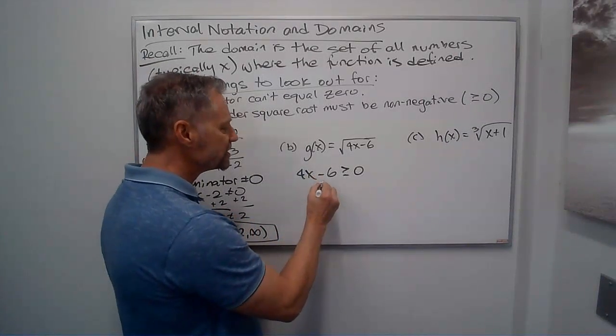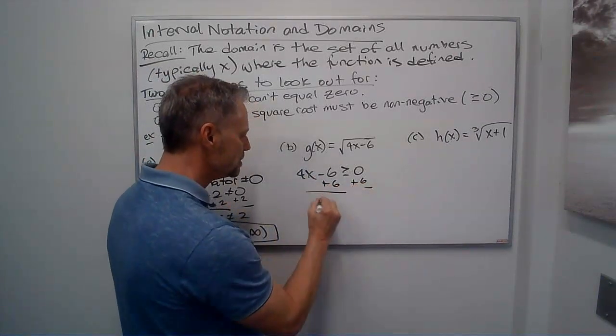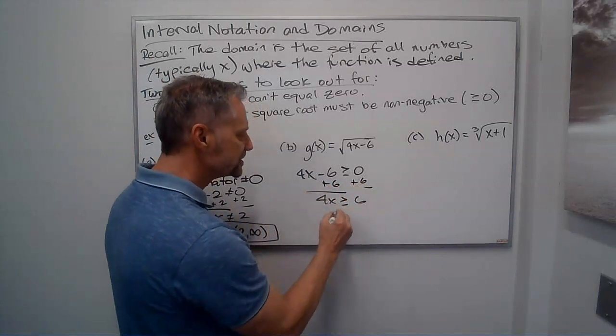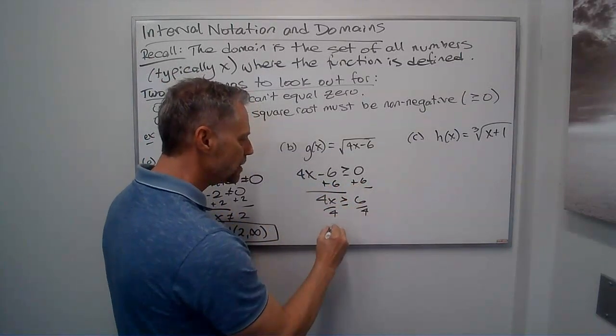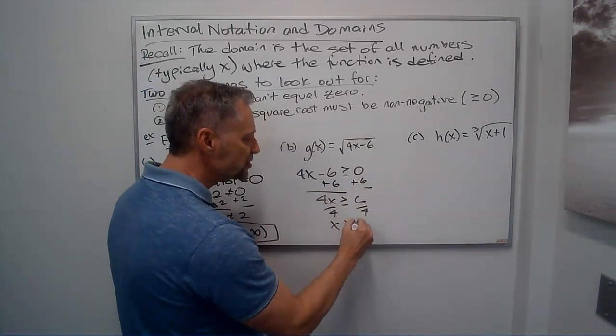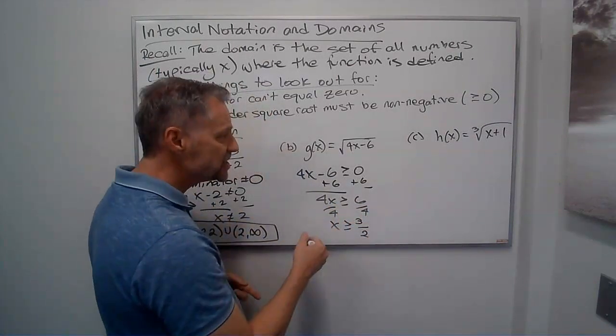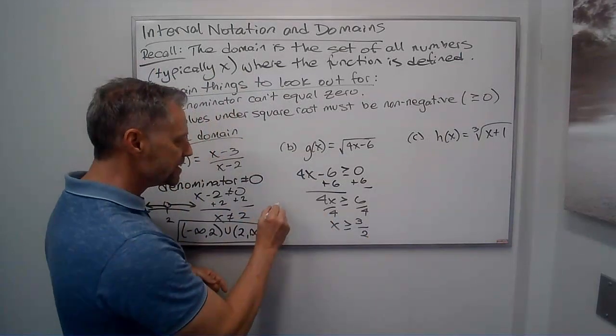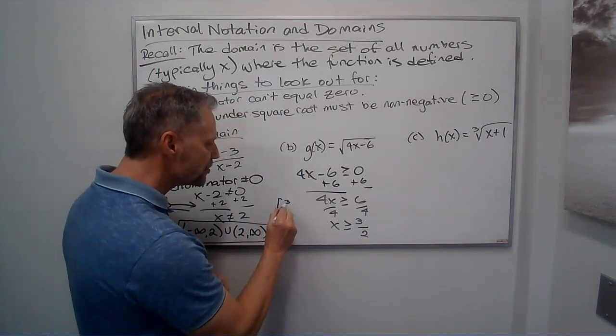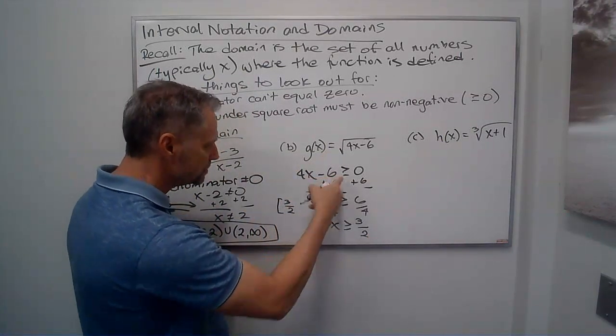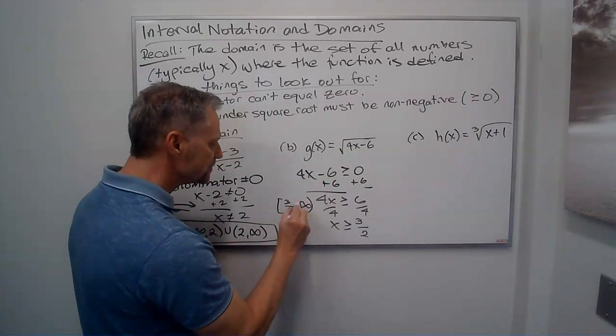So now I just solve this. Add 6 to both sides. 4x greater than or equal to 6, divided by 4. X greater than or equal to, that reduces to 3/2. That's my answer. So in interval notation, it's going to be, we'll put it right here, bracket 3/2, since I have the equals, all the way to infinity.